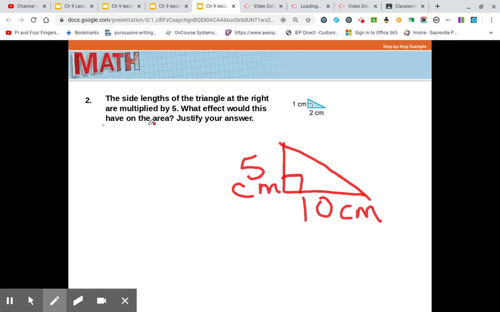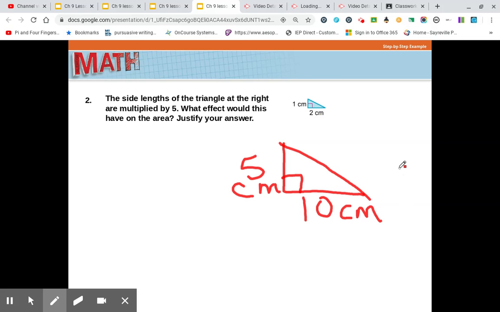What effect would this have on the area? Well, the area would be 5 times larger. It's literally telling you in the question. I'm sorry, not 5 times larger. 5 times the area. So 5 times this. So it's 25 times larger. So whatever the number is here, you're going to square it. Sorry to confuse you there.